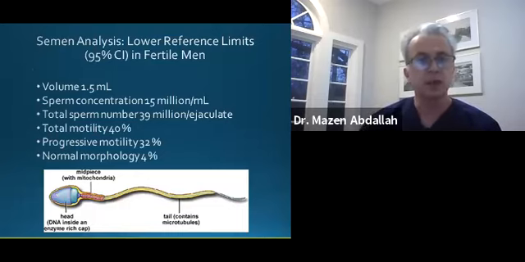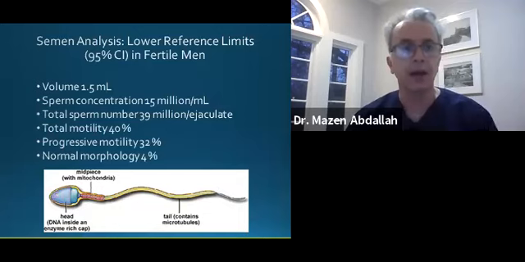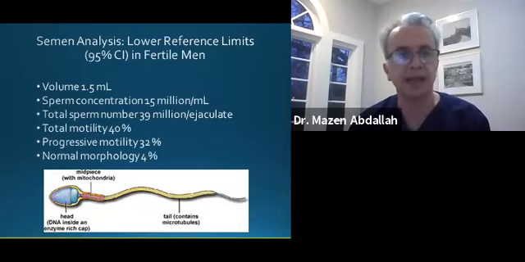Now we look at the sperm shape, and we're looking at multiple parameters. We're looking at the sperm head, the sperm middle piece, and the tail. Sometimes the heads are large, sometimes they're thin and tapered, sometimes you have double heads, double tails, and multiple other things that we look at.